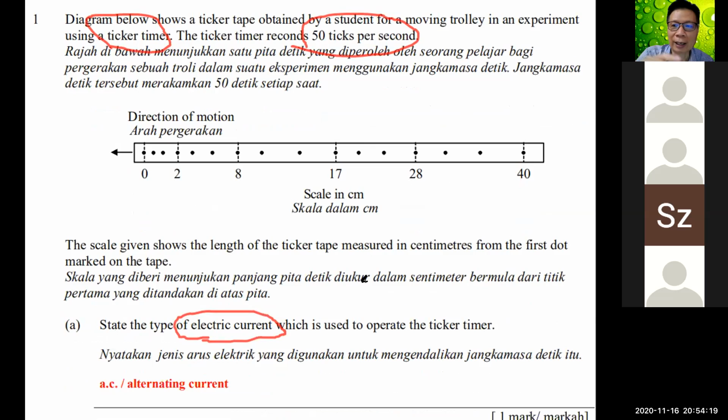Alternating current, the current goes and comes back, vibrating. So only then you make the machine vibrate. So you must use alternating current, AC current. Alternating current means the current flows in two directions. Go and come back, two directions. Yeah.